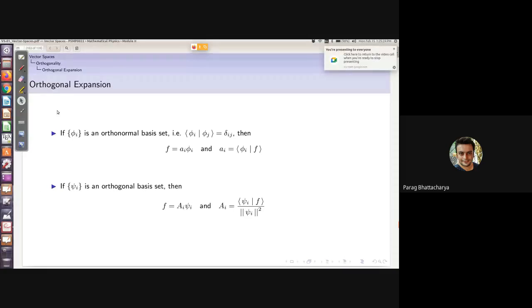Is my screen visible? Yes, sir. Okay, so this is where we had stopped.